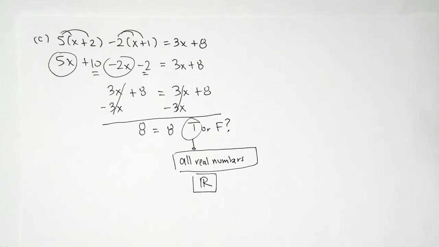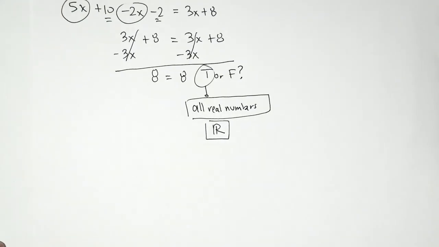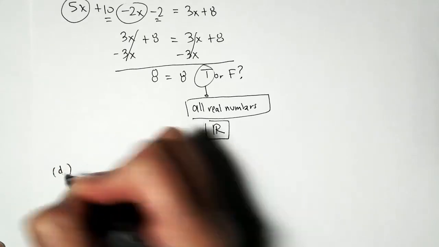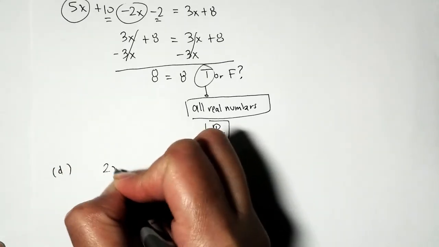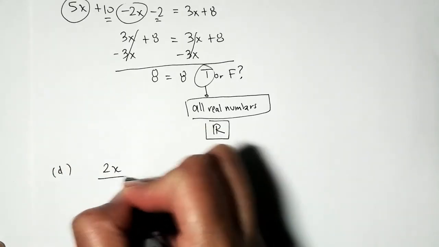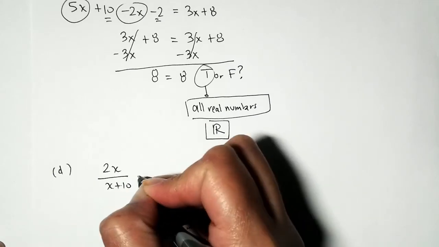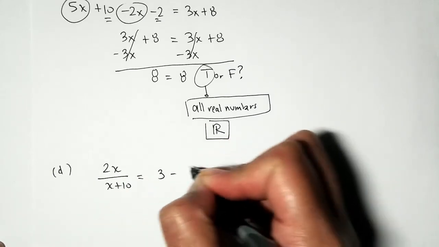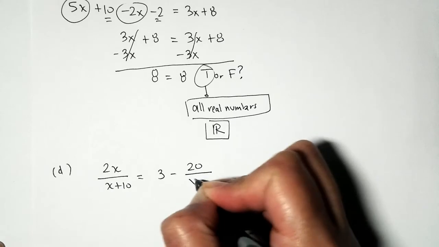All right, for the grand finale, let's go ahead and knock out problem D. And that reads 2x over x plus 10 is equal to 3 minus 20 over x plus 10.